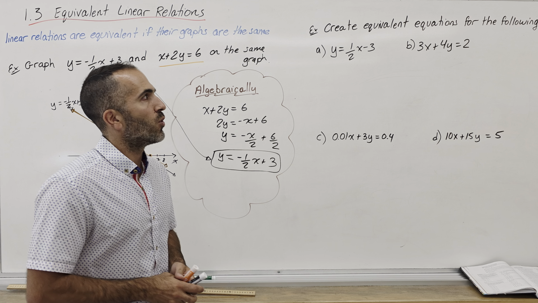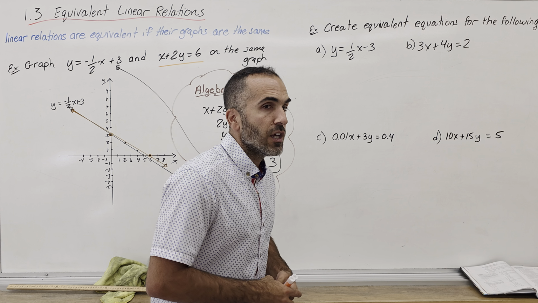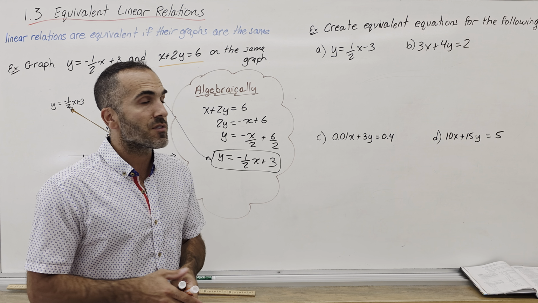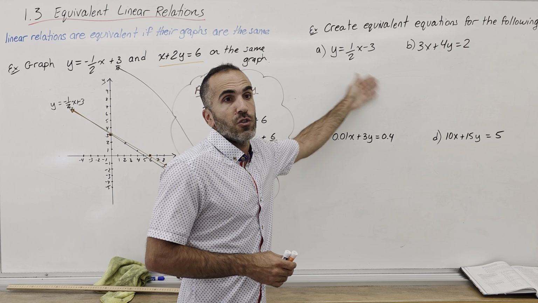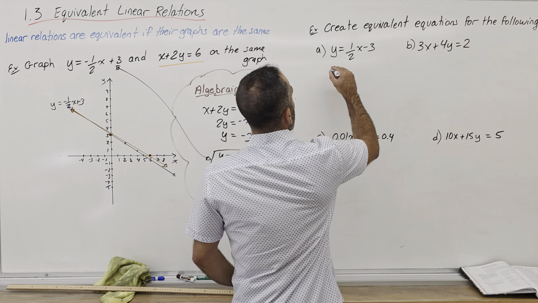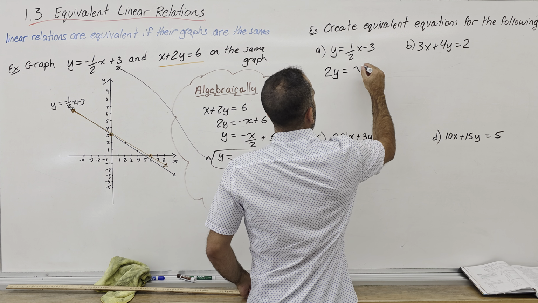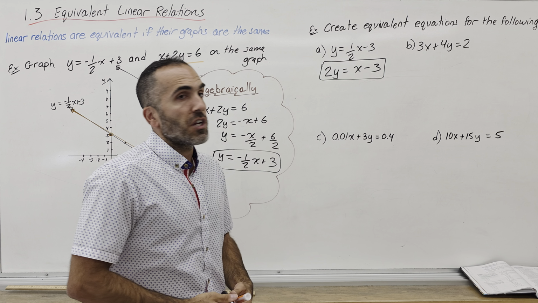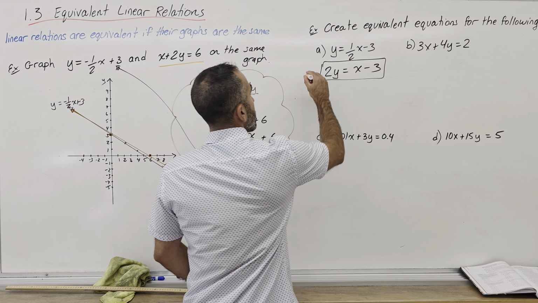So for instance, I want to create equivalent equations for the following. You can do whatever you want to create an equivalent equation. For instance, I can multiply everything by 2. I want to get rid of fractions. I don't want fractions in my linear equation. No problem. 2y equals x minus 3. Done. This is an equivalent linear relation. I just multiplied everything by 2.